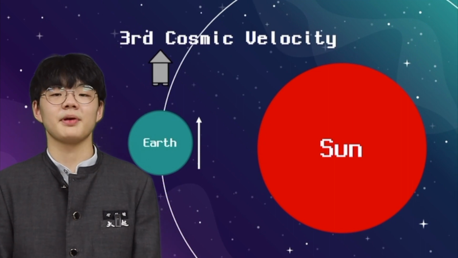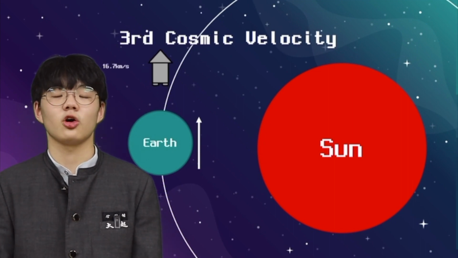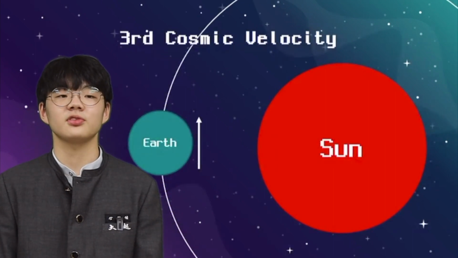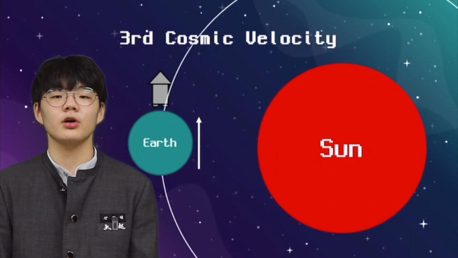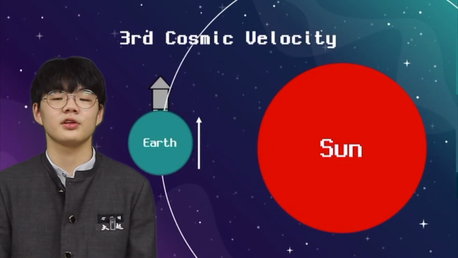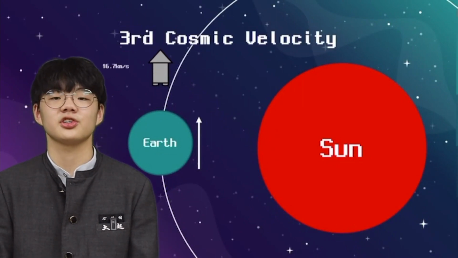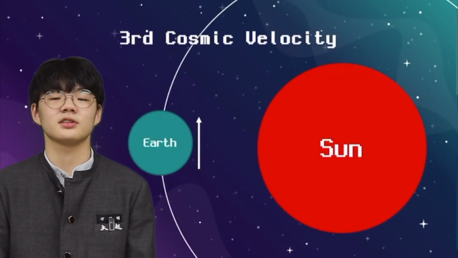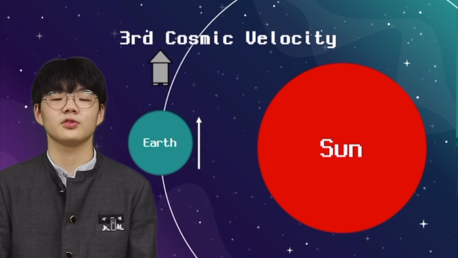The third cosmic velocity is the speed at which an object can escape the solar system, which is about 16.7 km per second. However, this value of 16.7 only applies when the spacecraft is launched in the direction of the Earth's revolution. If not, the third cosmic velocity increases to a maximum of 42.1 km per second.